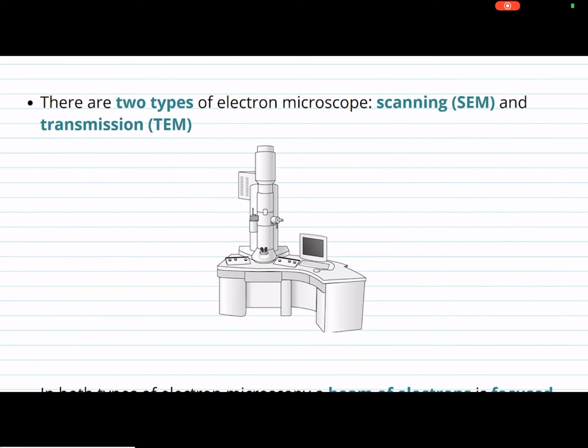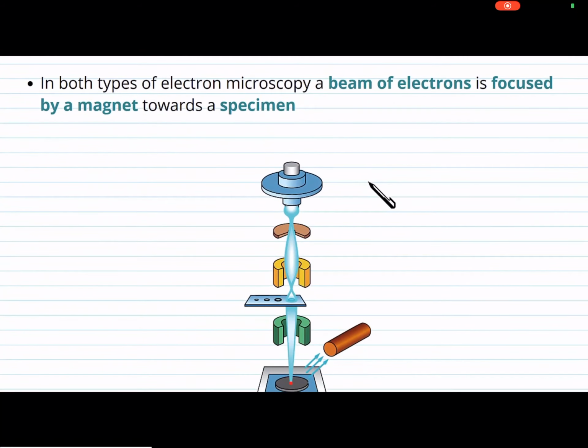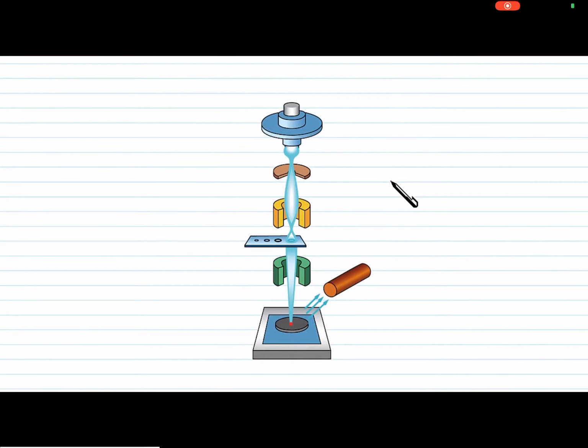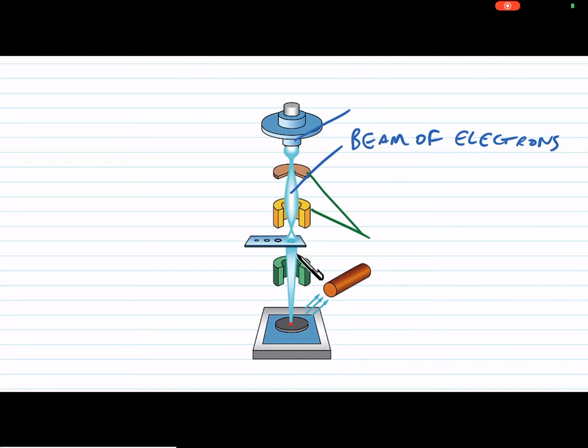So we need to discuss the two different types of electron microscope, which are scanning electron microscopes, or SEM, and transmission electron microscopes, TEM. They're very large machines. But in both types, a beam of electrons is focused by a magnet towards a specimen. Looking again at this model, we've got a source of electrons and a beam of electrons, and various magnets are focusing the beam into a very specific orientation. Then right at the bottom we would have our specimen, the red dot, and eventually this will be detected and we can form an image.